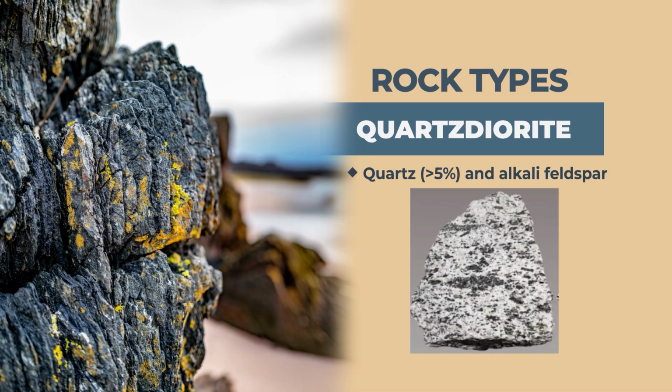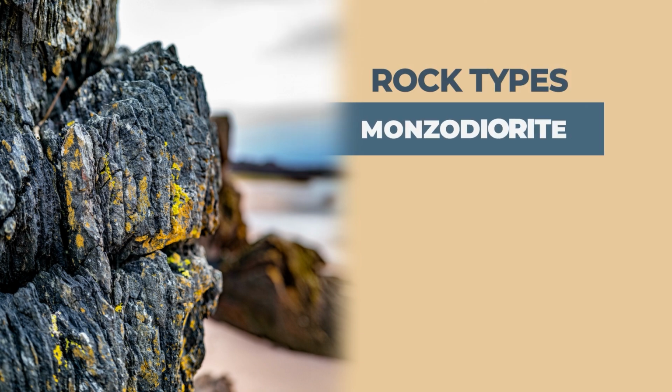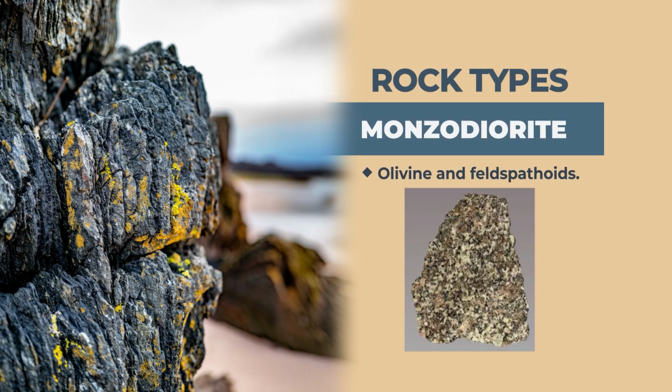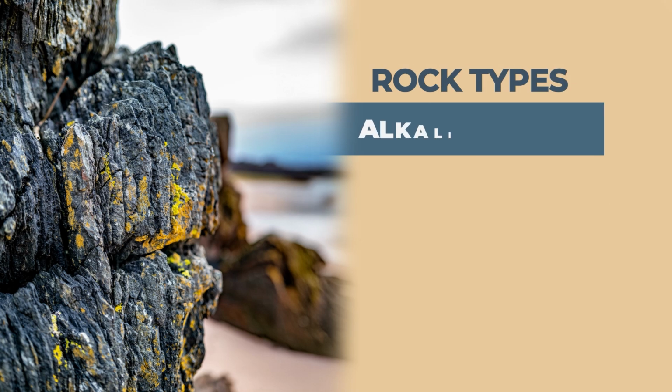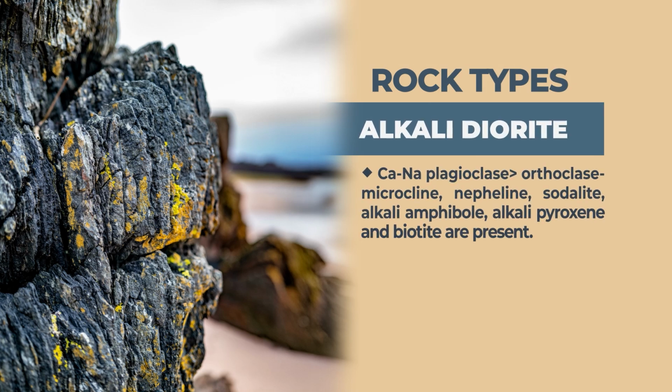In quartz diorite, the quartz percentage is more than 5% and alkali feldspar is present. In monzodiorite, we have the presence of olivine and feldspathoids, whereas in alkali diorite, sodic calcic plagioclases are more in comparison to the potassic feldspars like orthoclase and microcline. We also see the presence of nepheline, sodalite, alkali amphibole, alkali pyroxene, and biotite in these rocks.